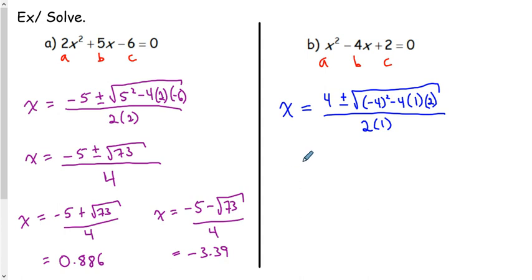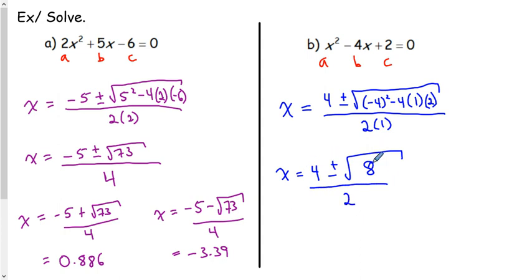So let's see what that works out to. We've still got our 4, we've got our plus or minus. Now if you work all this out, negative 4 squared is positive 16. And then I'm subtracting 4 times 1 times 2, which is 8. So I've got 16 minus 8. That's going to leave me with 8 in the square root sign there. And all of that is over 2 times 1, which is 2.